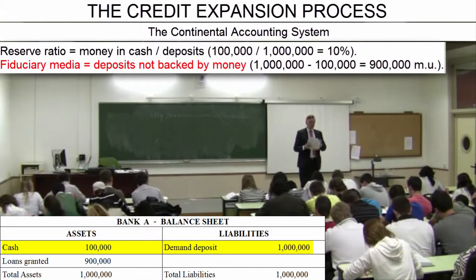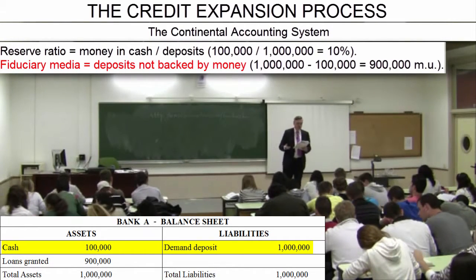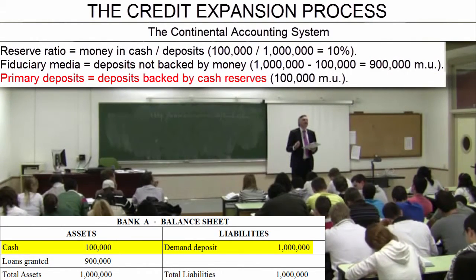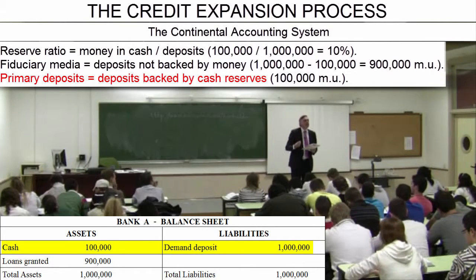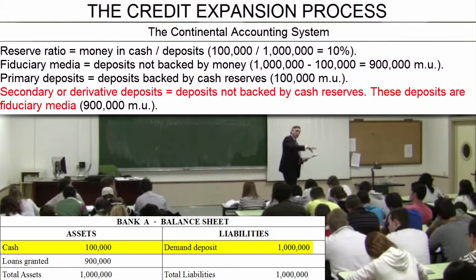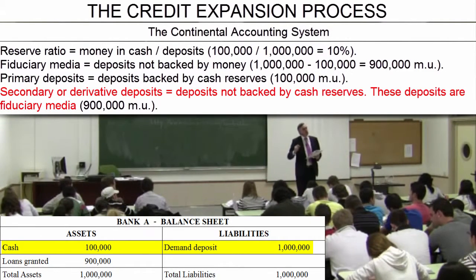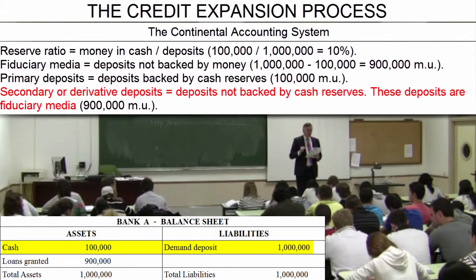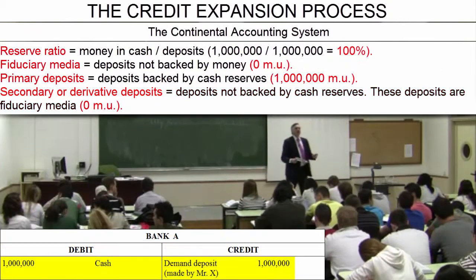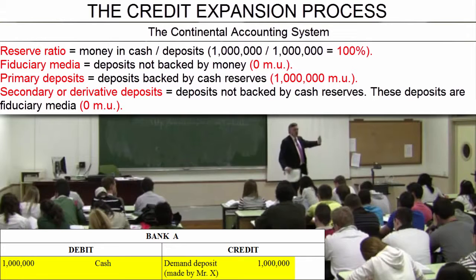There is another interesting terminology, that of primary deposits and secondary deposits. The portion of deposits which are backed by cash reserves, cash in the bank, are called primary deposits, and the portion of deposits which are not backed by cash reserves, what we just called fiduciary media, are also called secondary deposits, or derivative deposits.